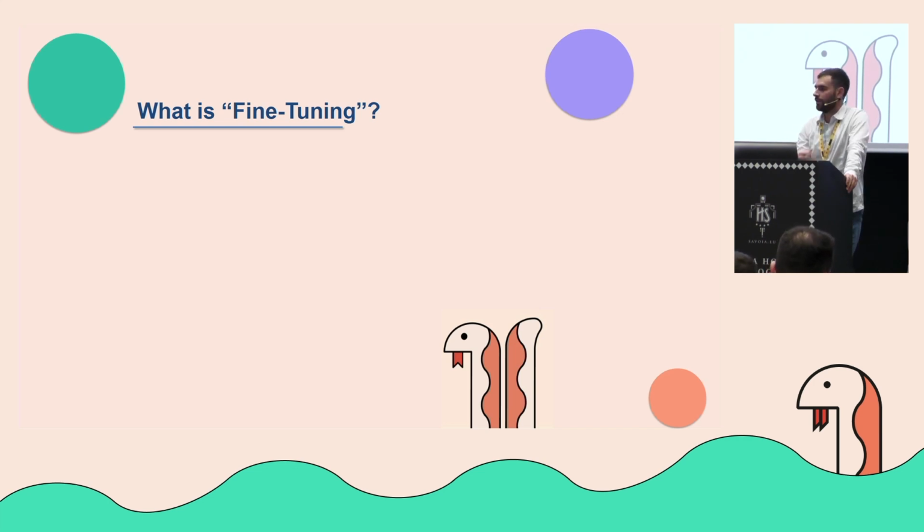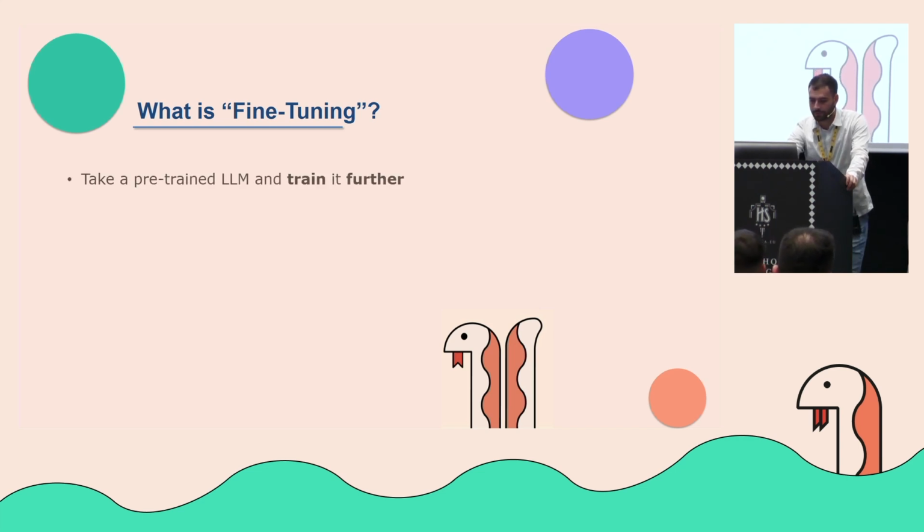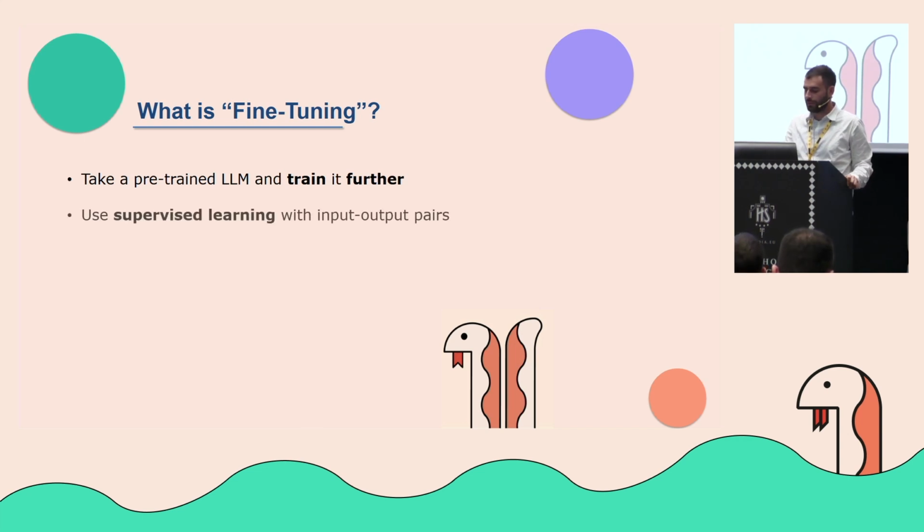But what if our company has specific policies? So we need to follow some specific rules in order to request a new laptop. Well, this is where fine-tuning comes to help us. How do we do this? Well, we take a pre-trained large language model, and we train it further. Further on what? Further on our specific data.